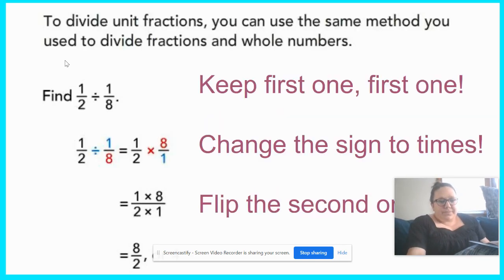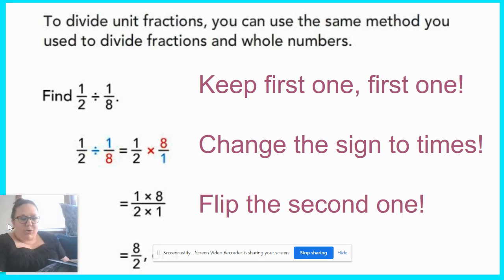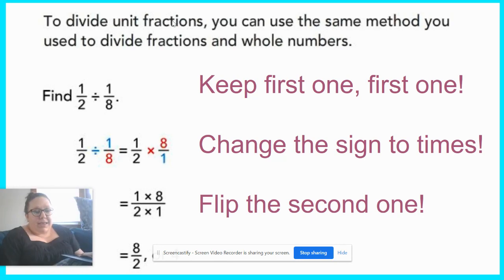All right. So just like yesterday, we have our three steps, and I know you're all chanting them in your head right now. Keep the first one, change the sign to times, flip the second one. It's going to be our exact same steps again. So let's get our feet wet first.